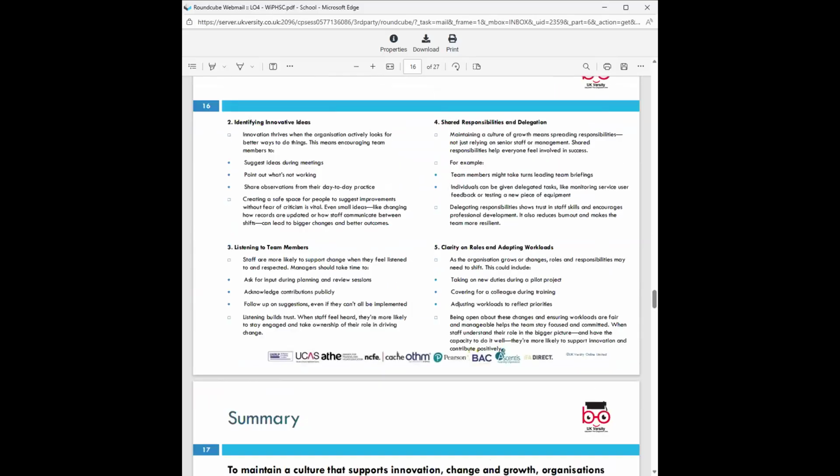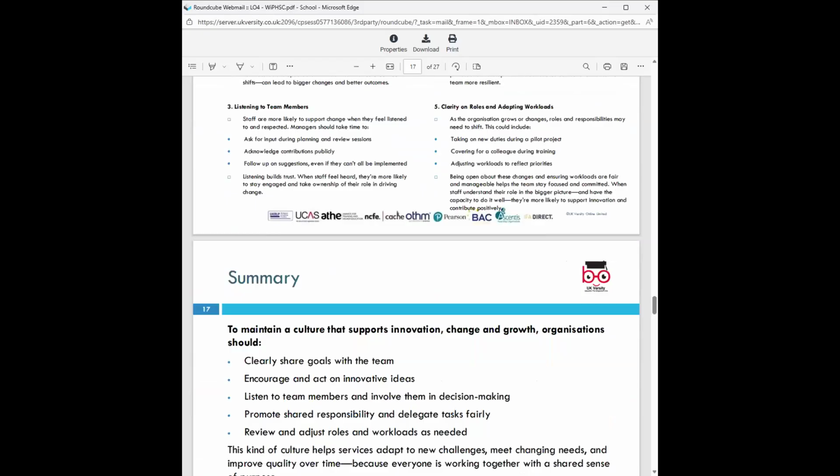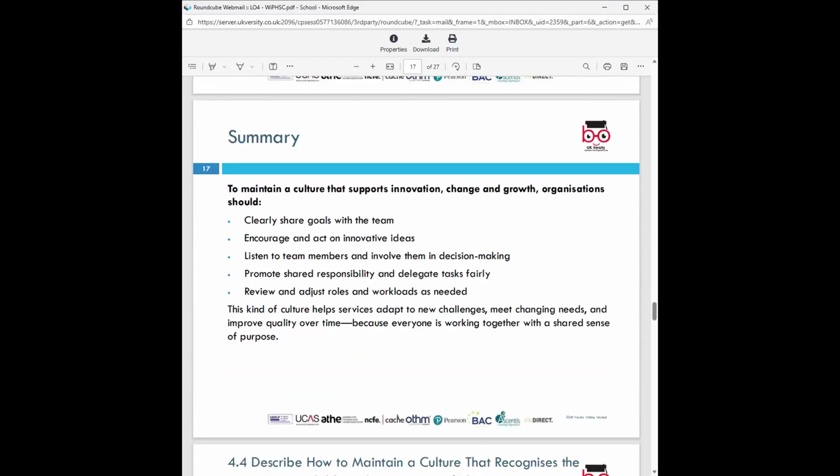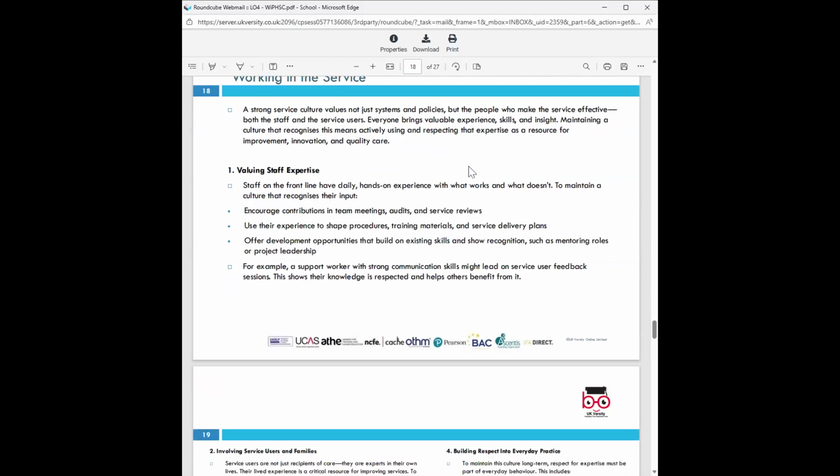It's so important to listen to your team members. Shared responsibilities and delegation, and clarity on roles and adapting. This is just a summary of what we've gone through. 4.4, how to maintain a culture that recognizes resources available for the expertise of those using and working in service.